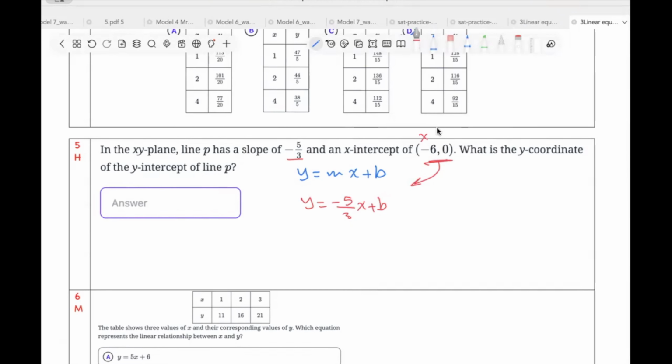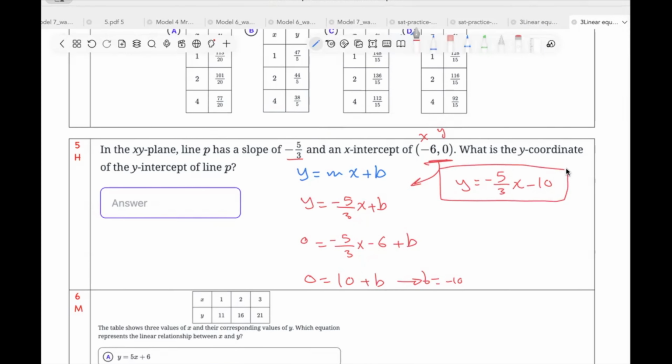This is for x and this is for y. So 0 equals -5/3 times -6 plus b. Simplify or multiply -5 times -6, it will be 30, divided by 3, it will be 10. So we have 10 plus b equals 0, it means b equals -10. Now we have y equals -5/3 x minus 10. This is the equation of the straight line.